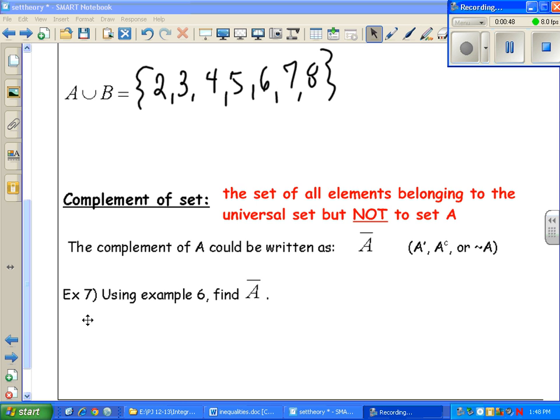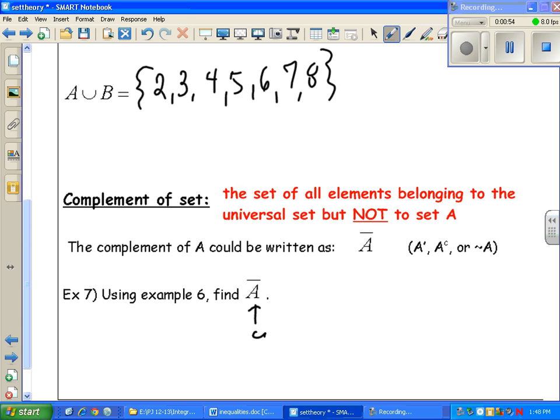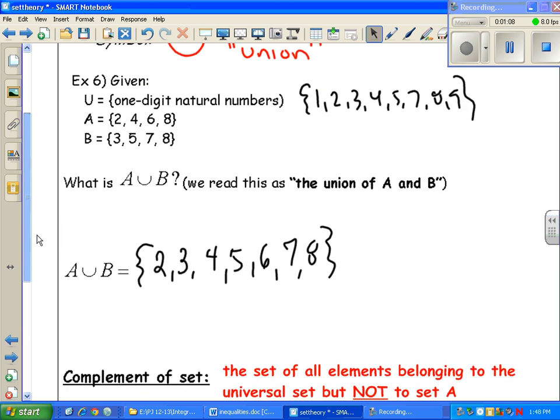So if you look at example 7, they ask you to use example 6 and find A with a bar over it, this would mean the complement of set A. So that's really asking us to find all the numbers that are in the universal set but not in set A. So let's go back up to that example.